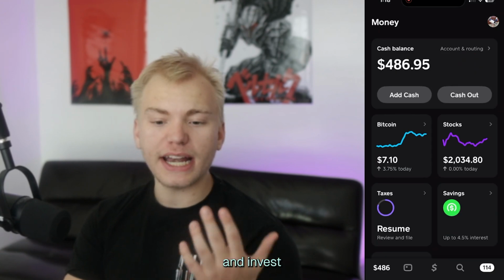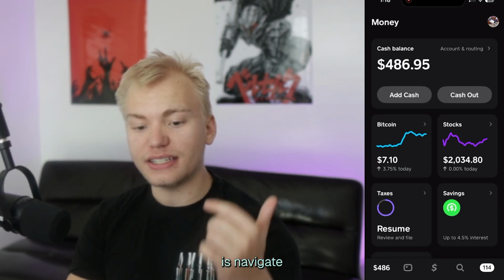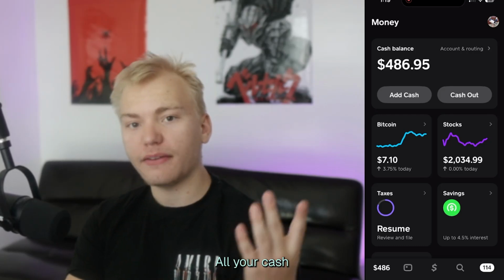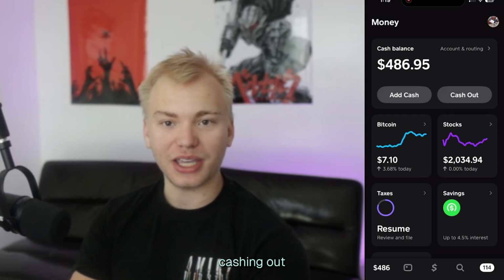Now, if we want to go ahead and invest in stocks, all we need to do is navigate to the money bar right here, the far left icon where you have all your cash balance in. As you guys can see, I am cashing out with CashApp.